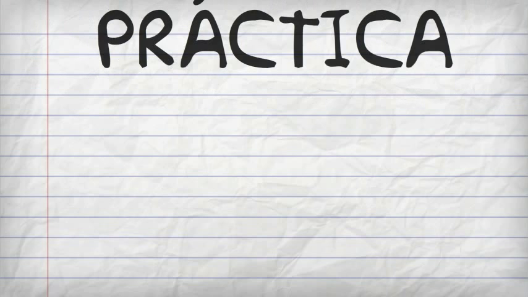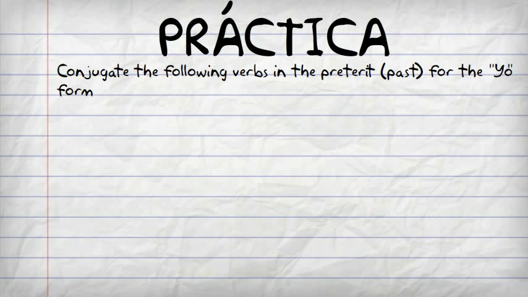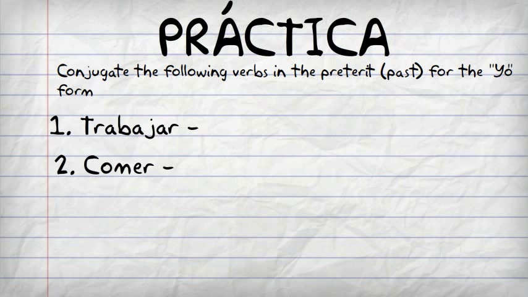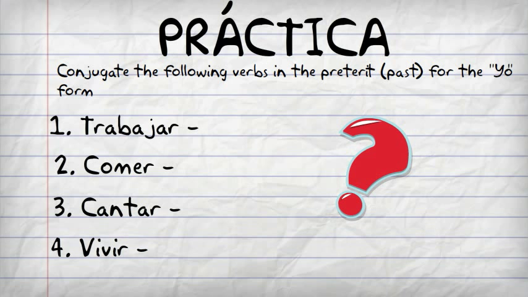Ahora practicamos. Conjugate the following verbs in the preterit, past tense, for the yo form. 1. Trabajar. 2. Comer. 3. Cantar. 4. Vivir. Take a few moments to think, and maybe write down your answers. I'll come back in a little bit with the correct conjugations.